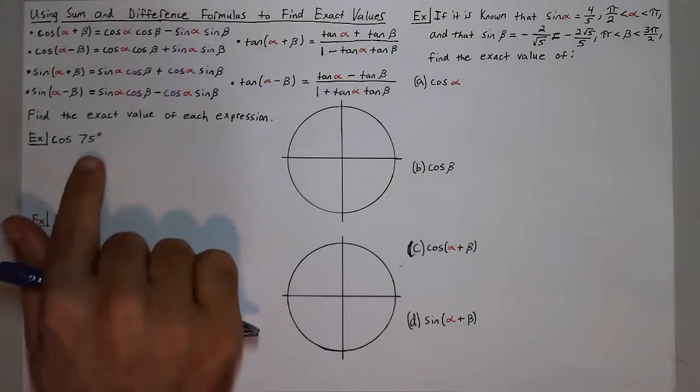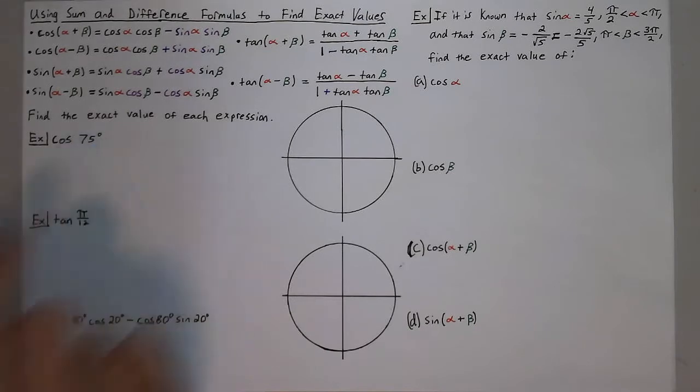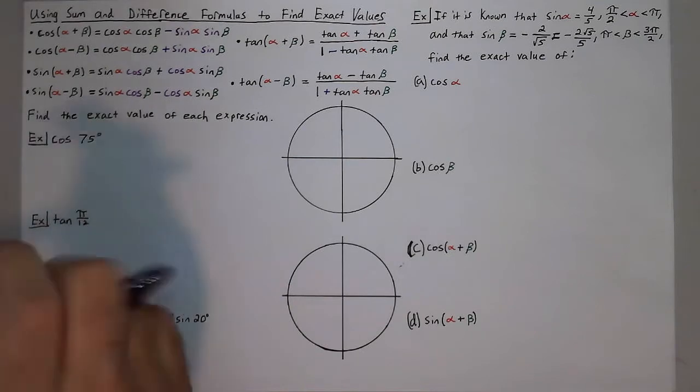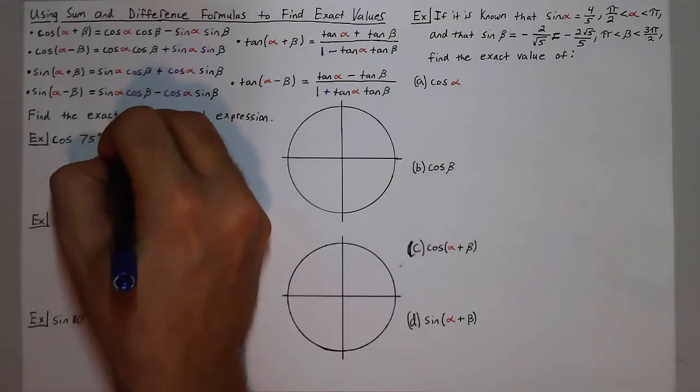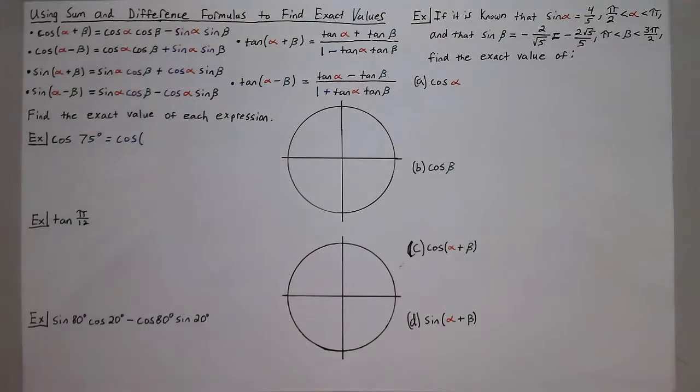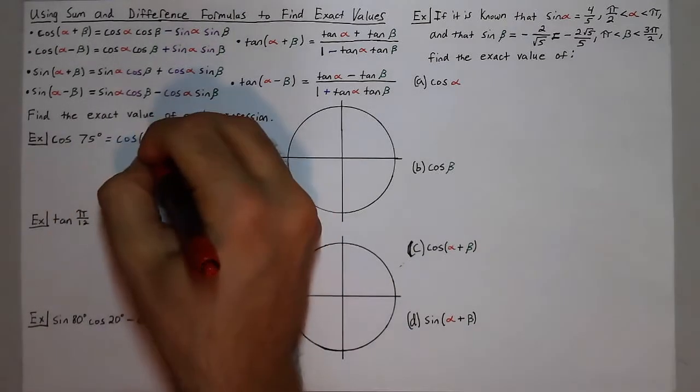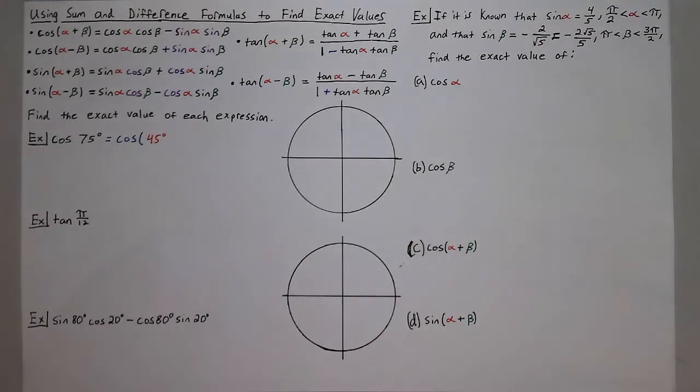Now, 75 degrees is not an angle on the unit circle, so it's not one of those regular 30, 45, or 60 degree trig values. We actually have to use the sum and difference formulas to find its value. So cosine of 75 degrees can also be written as cosine of two angles added together. Why not 30 plus 45? That does make 75. So what I'll do is I'll write this as 45 degrees plus 30 degrees.